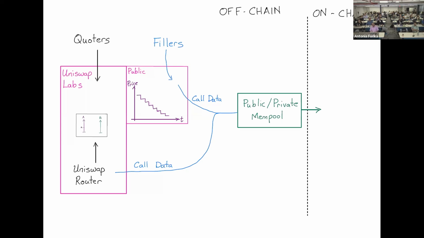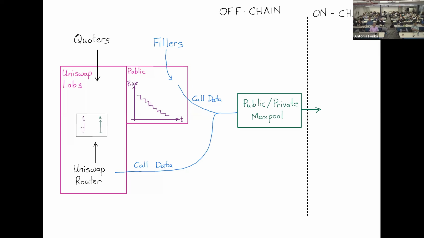The second step, if the other quotes provide a higher price, is that we use this information to parameterize the Dutch auction ourselves. So this is still within the Uniswap Labs section. Everything is off-chain still. And then these fillers see this Dutch auction and they compete to fill it. The first person who fills it wins. And then the fillers will create their call data and send it to the public or private mempool.